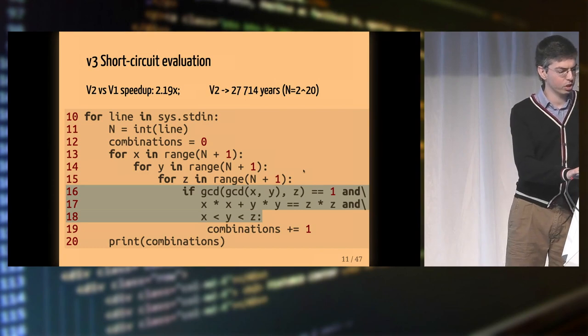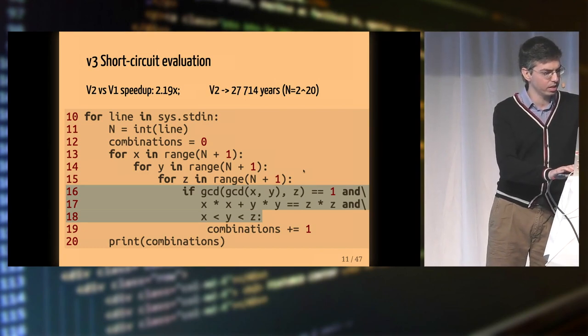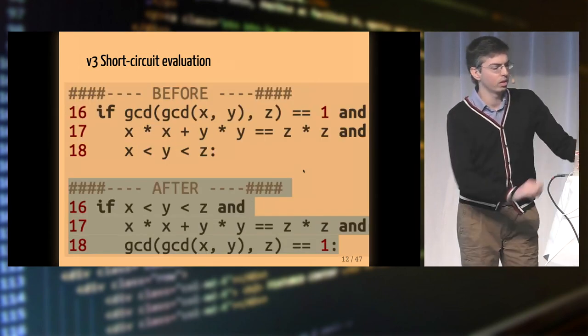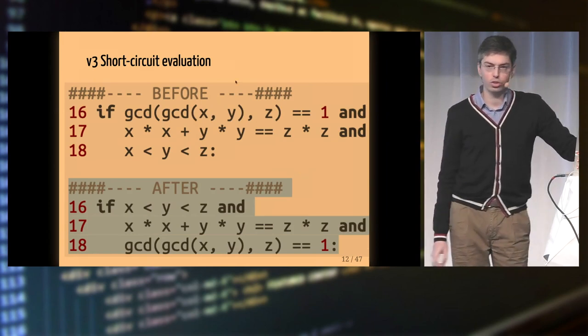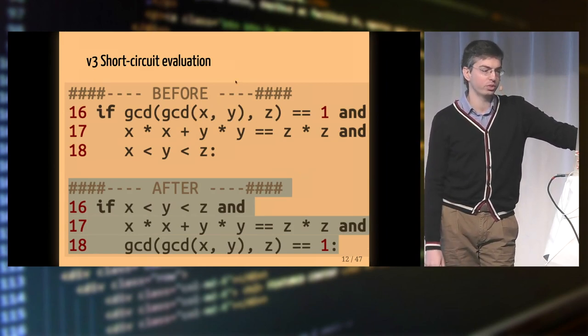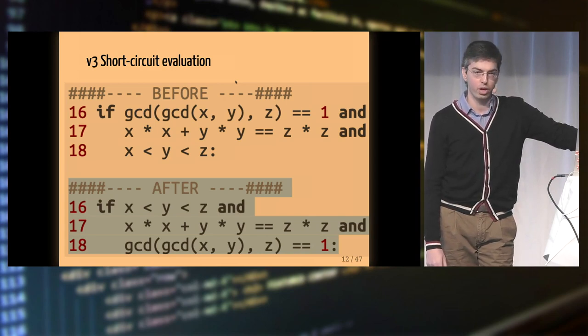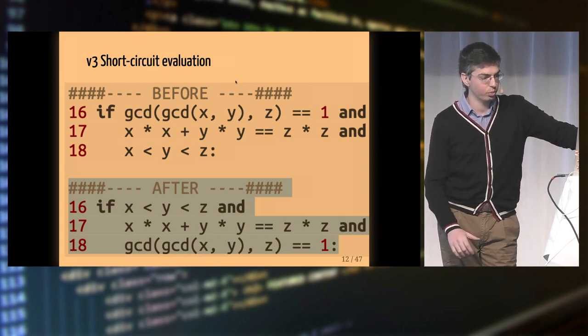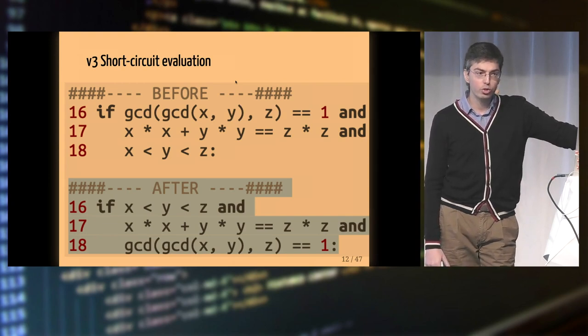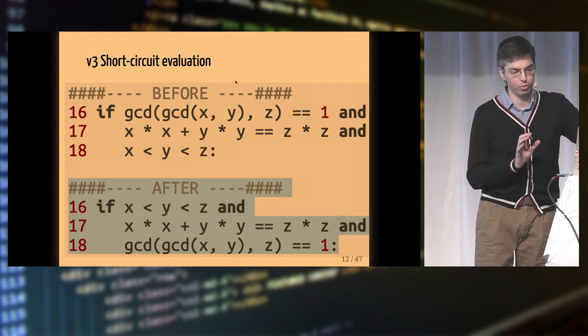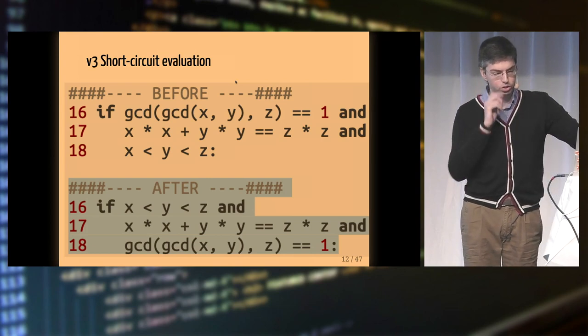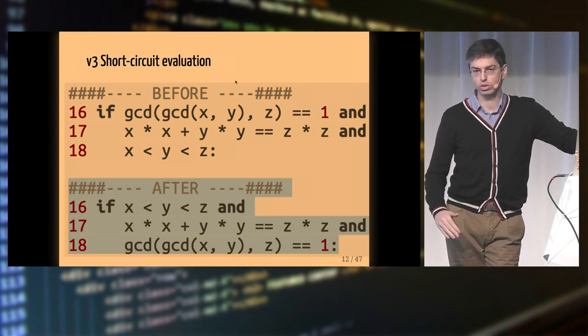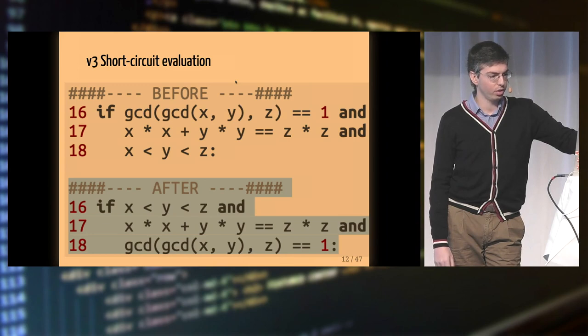And how did we exploit this characteristic in our code? Well, we took the GCD function, which is quite expensive, and we moved it to the last one. And then we took the x is smaller than y and x smaller than z, which is very cheap to calculate, and we put it first. Another good approach would be to try to put as the first clause one that's very likely to fail, because then we will save calculating the other ones.